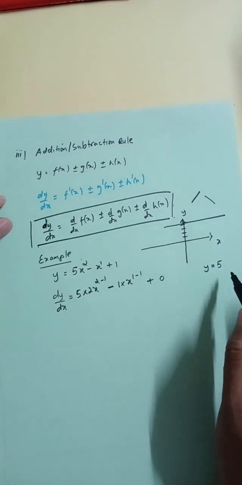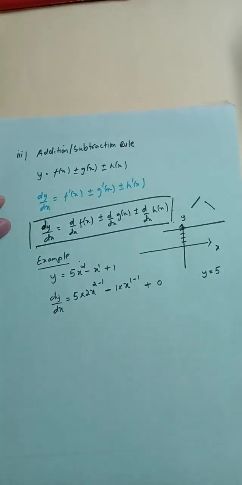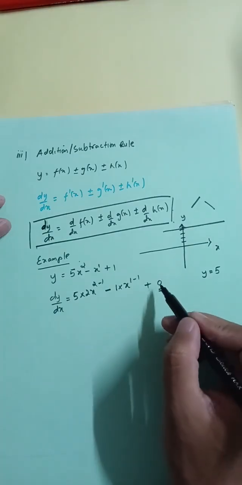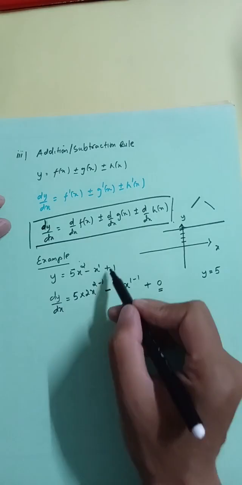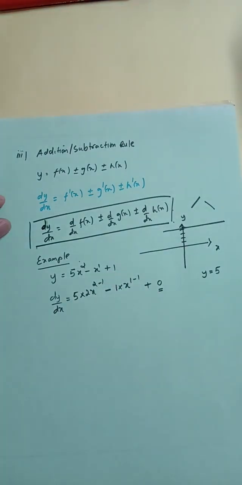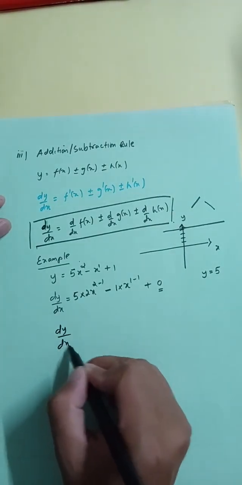There is no slope, it is a straight, mostly horizontal line, so the slope is zero. The derivative of a constant is always 0. The derivative of 1 is 0, derivative of half is 0, derivative of 5 is 0, derivative of 20 is 0. A constant number always gives 0.